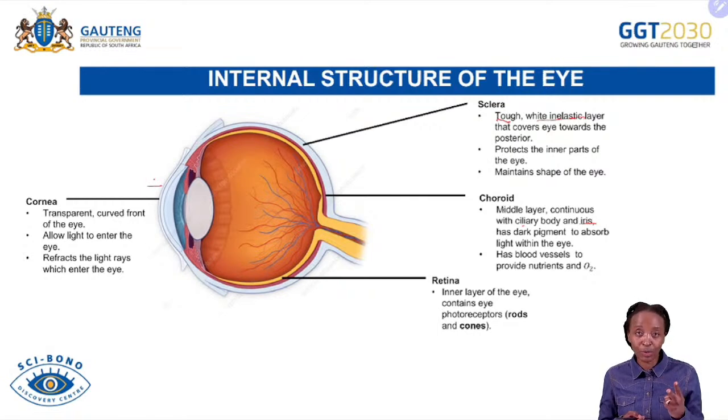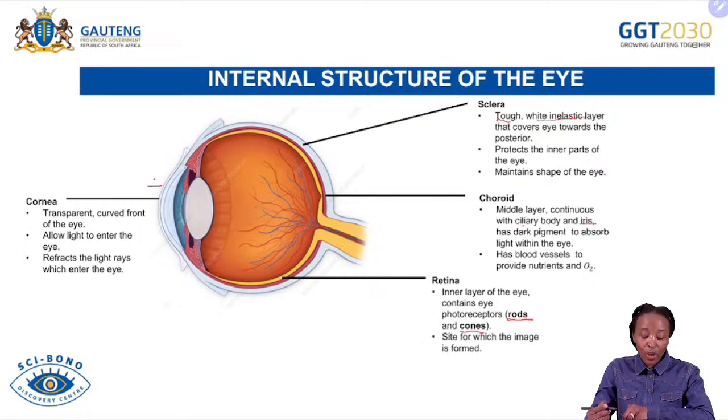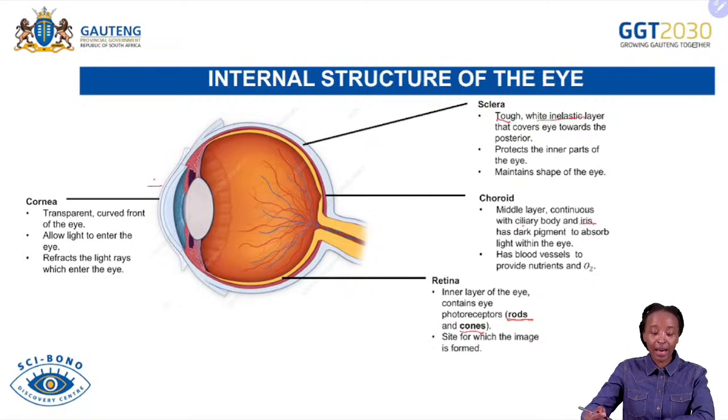And there are two types of those photoreceptors. We talk about the rods and the cones. They are found on the retina, and this is the site where the image is formed in the eye. It is formed on the retina, by the rods and the cones. But when we do accommodation and the pupillary mechanism, you will learn exactly where the image is formed and where the image is not formed in the eye.